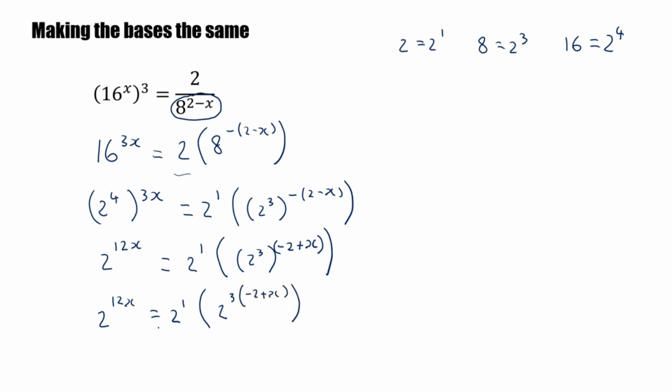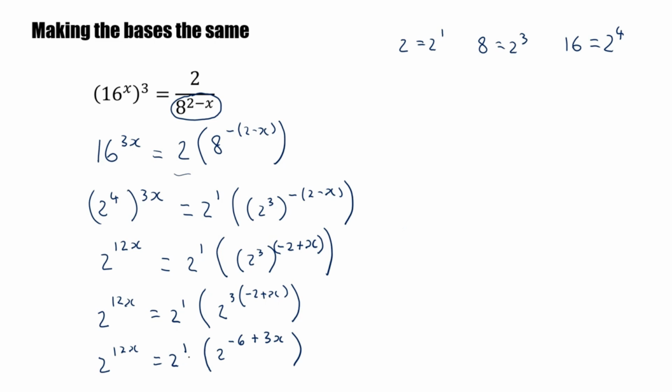Okay, doing more simplification. We can now multiply out those brackets. I did tell you it would be quite a hench example. So then we've got 3 times by minus 2, which is minus 6. And we've got 3 times by plus x, which is plus 3x. Okay, we're not done yet.